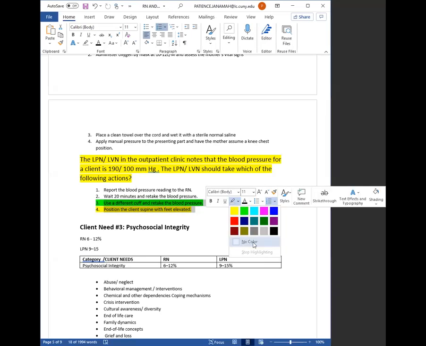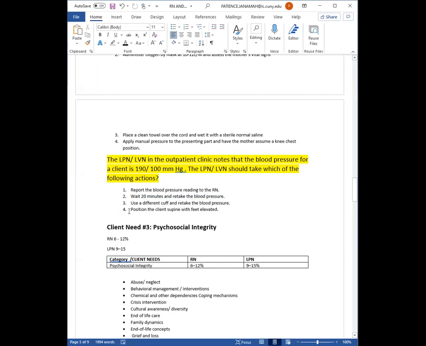Any question? What about 4? Yes. Why will you do this, Beverly? That's what I'm asking. Why will you position the client? What's your plan for that? Thank you. What has positioning got to do with reducing this 190 when the normal should end at 120? That would be worse, right? It basically doesn't have anything to do with it.